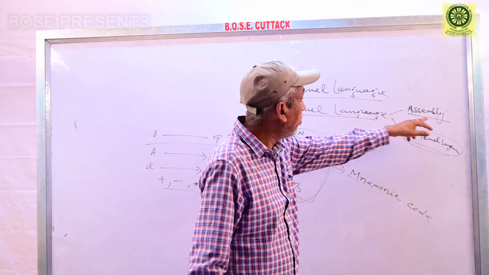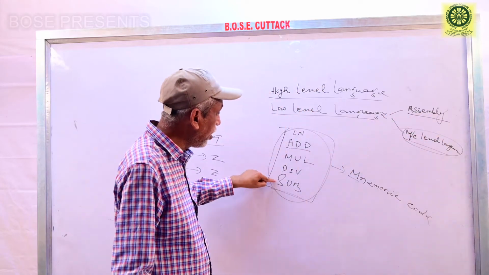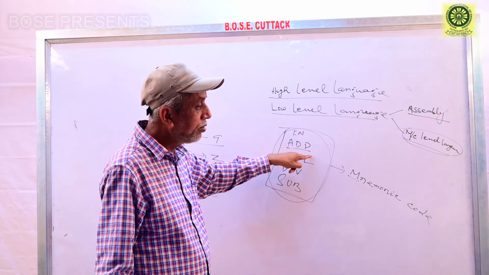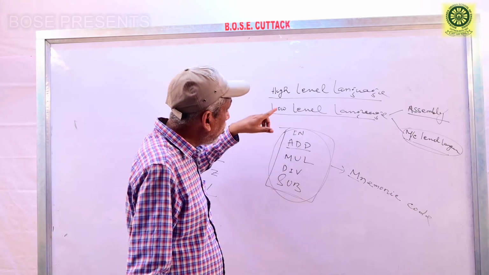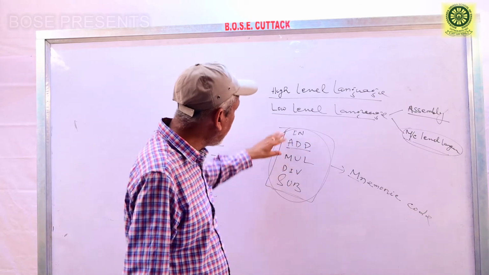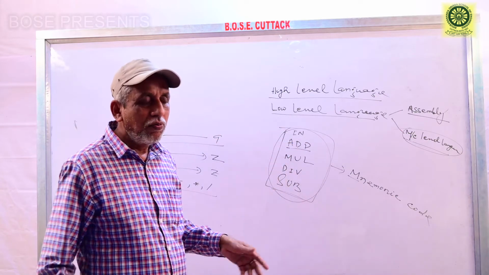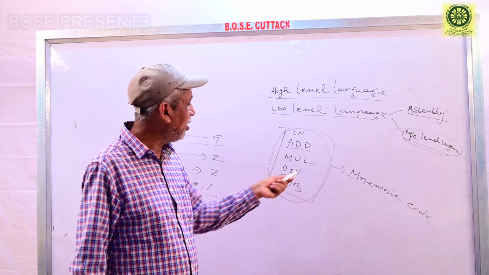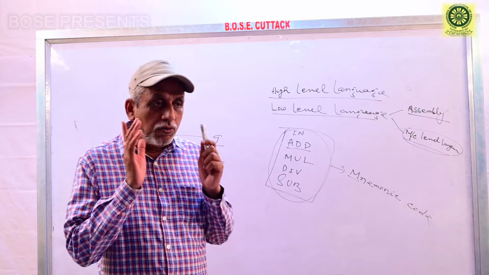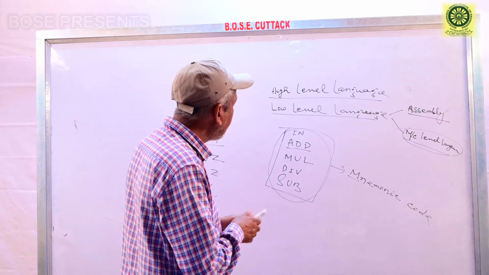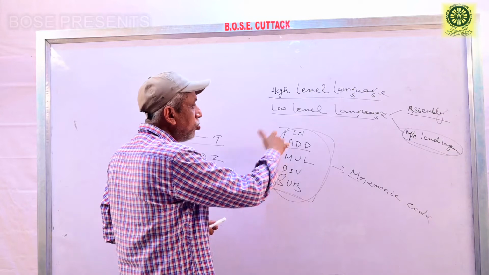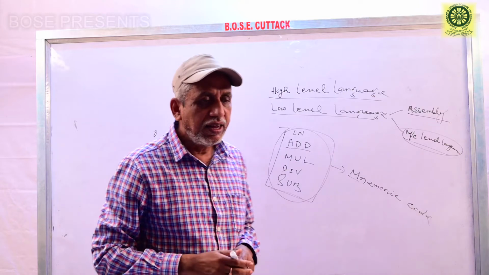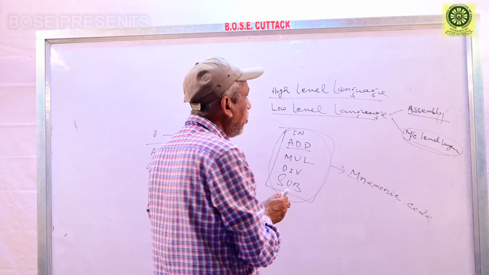Whenever we write in assembly level language, that means special codes are there. These codes, IN, ADD, are not written in 0 and 1. And how does the computer understand these codes? The computer understands 0 and 1, but not IN, ADD, OUT, MUL, DIV, SUB. So one translator is there for translating this language, assembly language, to machine understandable language. That translator is called an assembler.